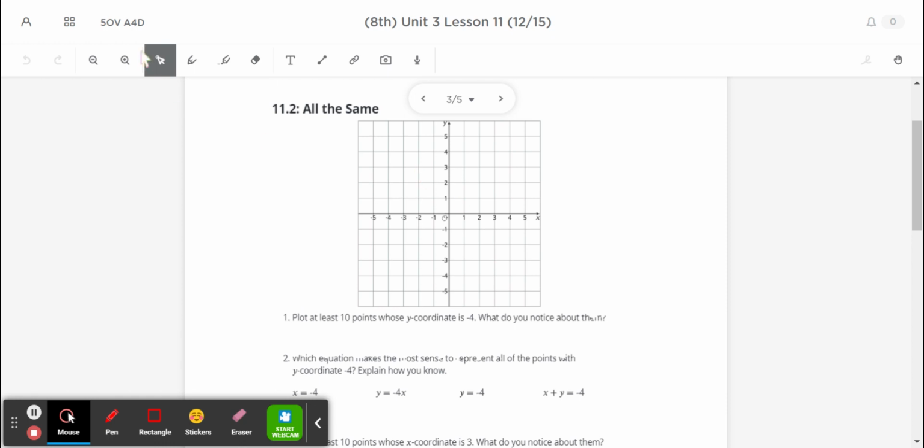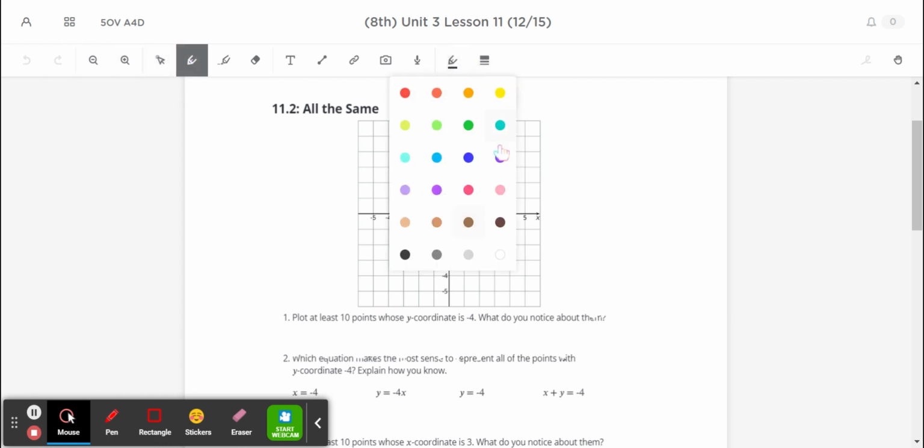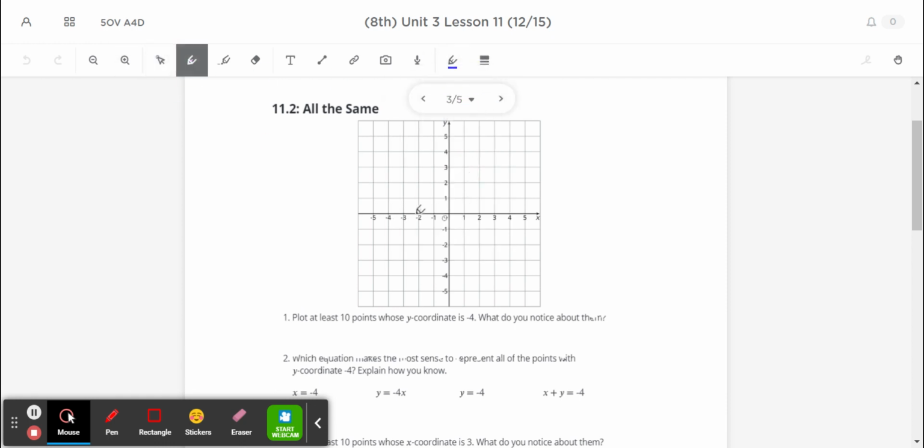Your points with a y-coordinate of -4 could have looked something like this. They would simply move along in a horizontal fashion where the y-coordinate was -4. I'm going to make my marker thicker to make an easier dot. All of these points that I'm drawing on my graph have a y-coordinate of -4. And I can connect them into a straight line that's just a horizontal line running through y equals -4.